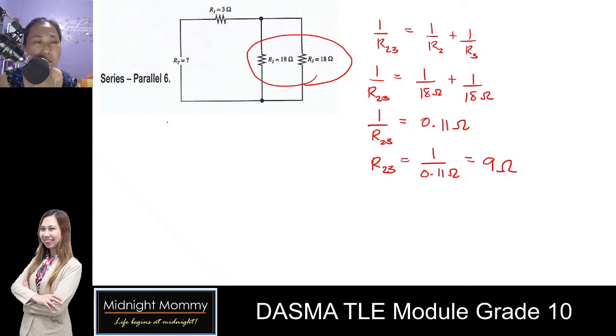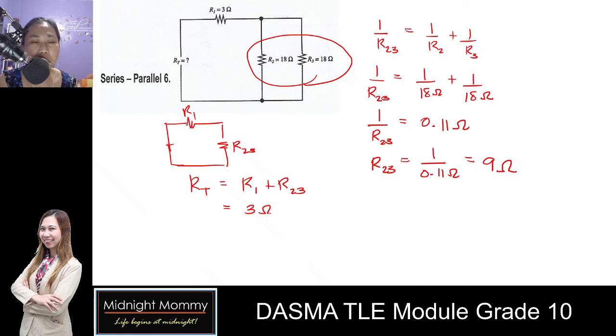Okay? So, pag dinrawing natin to dito, so, ito si R1, and then, ito na si R23. Okay. So, naka-series na siya. Kaya, para ma-solve natin yung total resistance, i-add lang natin si R1 plus R23. Okay, so, ang R1 natin is 3 ohms, plus R23 natin is 9 ohms. So, therefore, ang total resistance natin is 12 ohms.